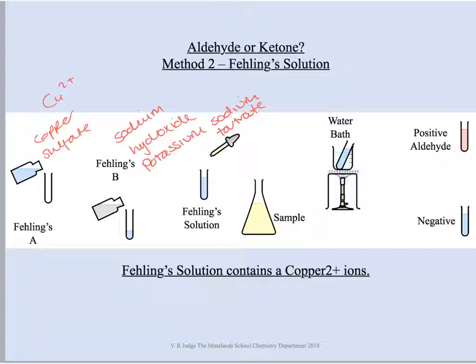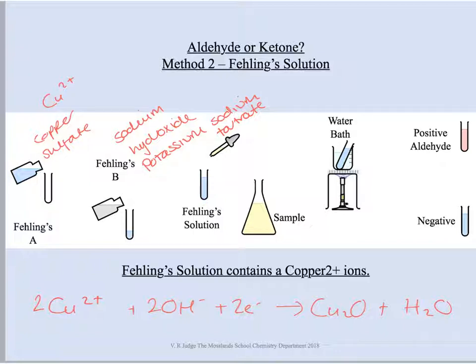These copper 2+ ions are reduced if Fehling solution is able to oxidize your sample. So obviously if it's an aldehyde, it can be oxidized, so the copper 2+ is reduced, and if it's not an aldehyde, if it's a ketone, it can't be oxidized, so the copper 2+ ions cannot be reduced. So we've got the ionic equation across the bottom showing we've got copper 2+ ions, they are reduced to copper 1+ ions.